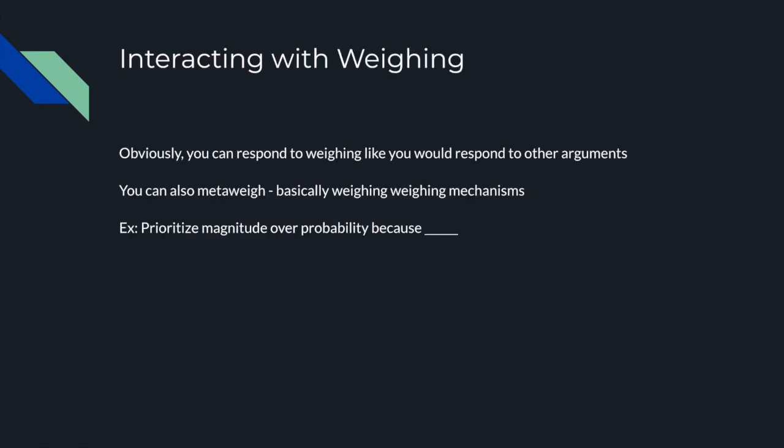Now, this is all cool and all, but you might be wondering how to interact with weighing if your opponents read weighing to you. And the first way is obviously just to go line by line through the arguments, lay out 3 or 4 responses to each of their weighing mechanisms. But you can also meta-weigh, which is basically weighing mechanisms. So for example, you could say, oh, you should prioritize magnitude over probability because X, Y, and Z.